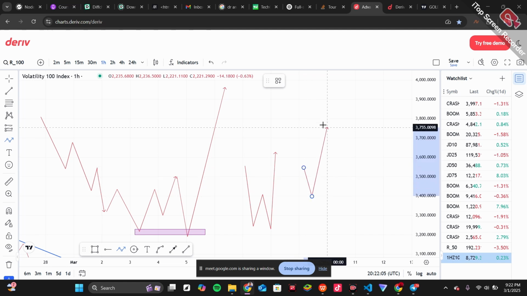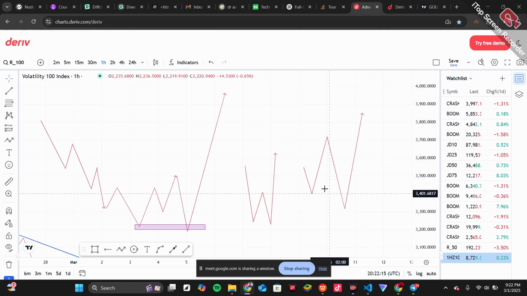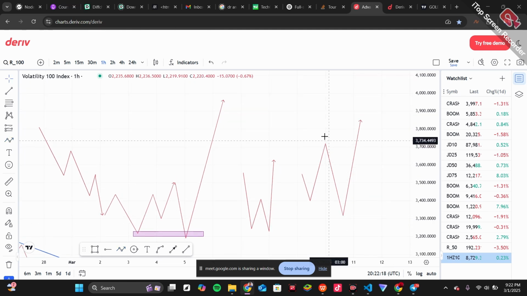First push up, then price will come back to this entry, take you out, before going back up. First breakout, then price will come back and take you out. Now, this will serve as liquidity here. This is the kind of pattern you will see on synthetic indices. I'm just telling you the real truth.